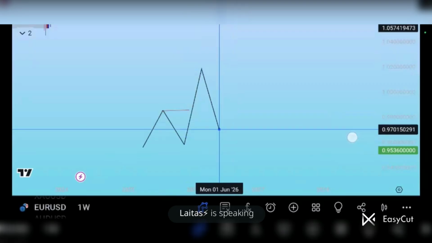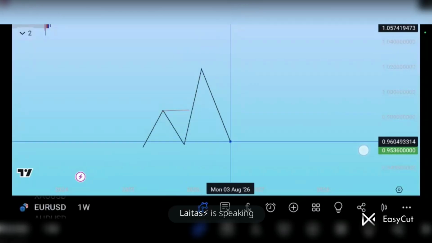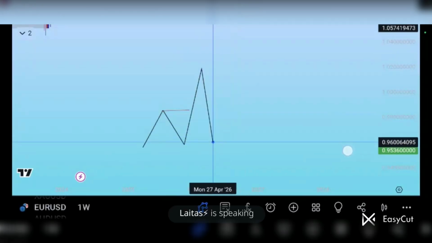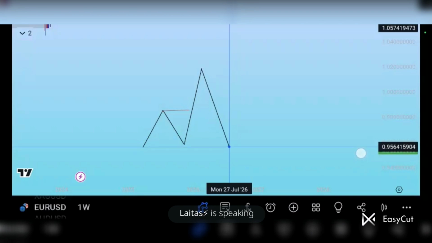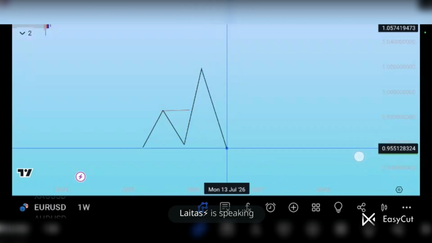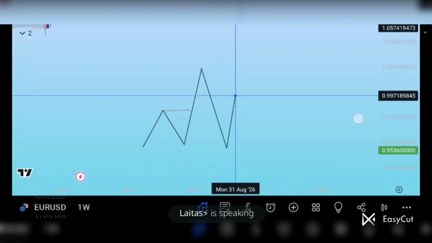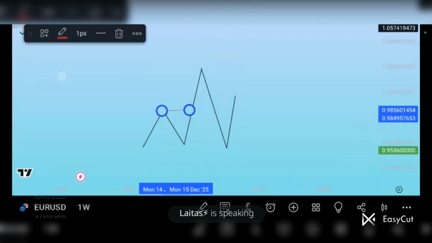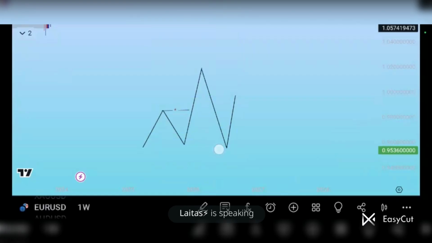I don't know what you're looking for again. These are not proof that the market is bullish. Now you see a break. These are not proof that the market is bullish. What are you looking for again?